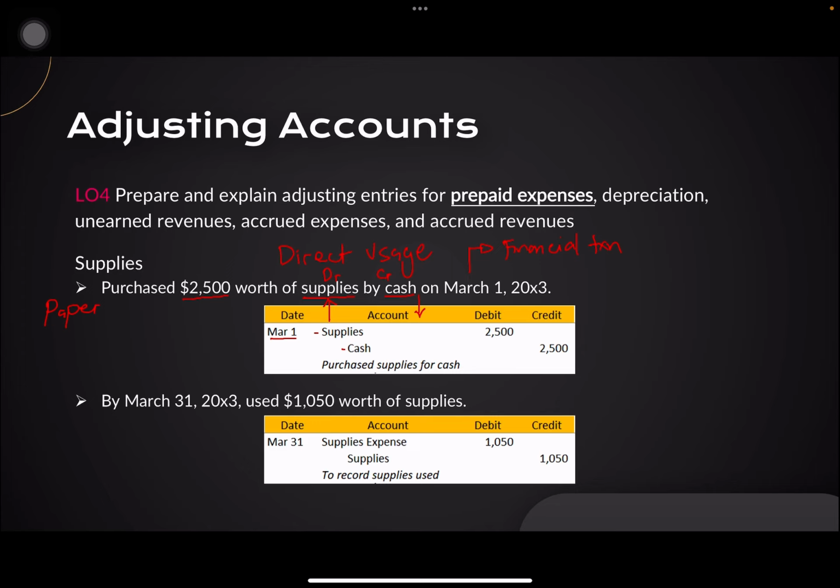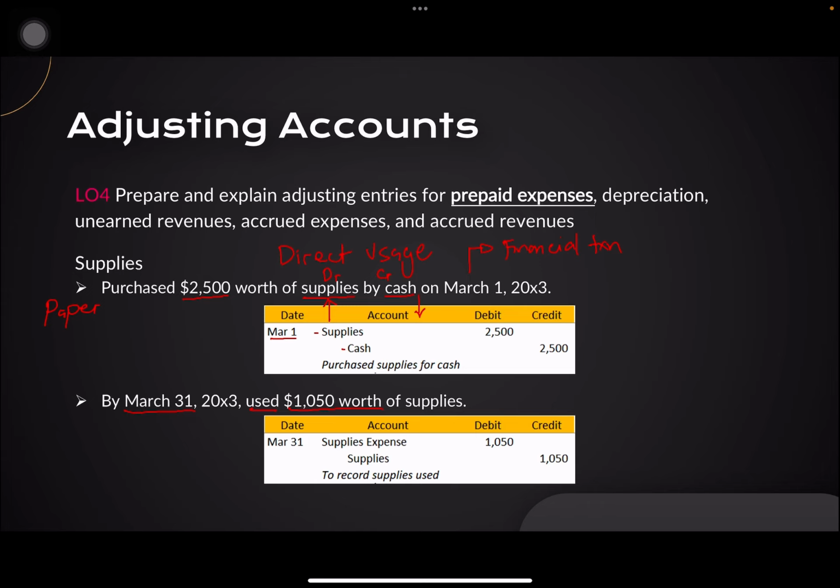Now we're already at the end of the month and we would like to get the updated balances of our accounts. On bullet point number 2, it says here that on March 31, at the end of the month, we determined that we've already used or consumed $1,050 worth of supplies. Used $1,050 worth of supplies.